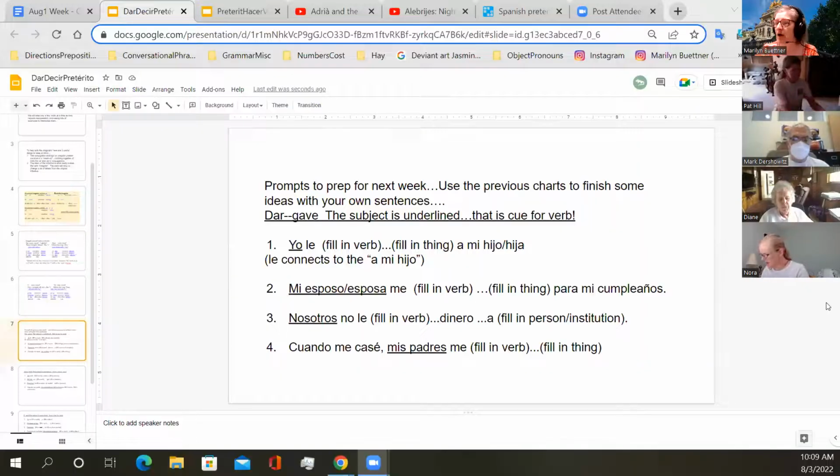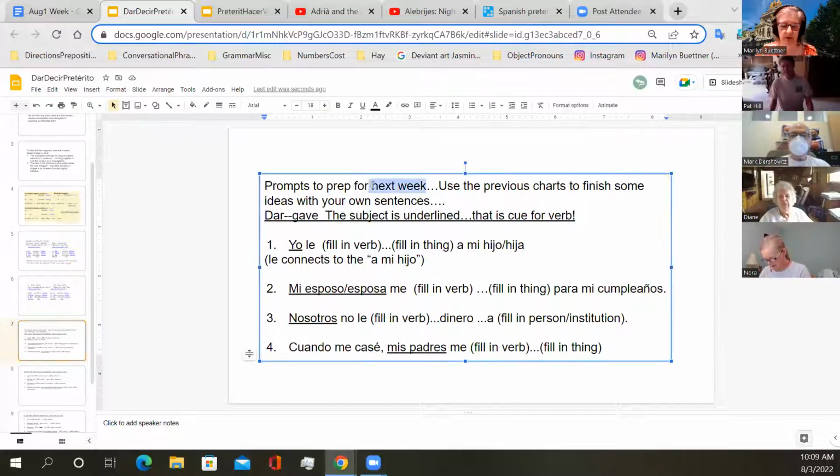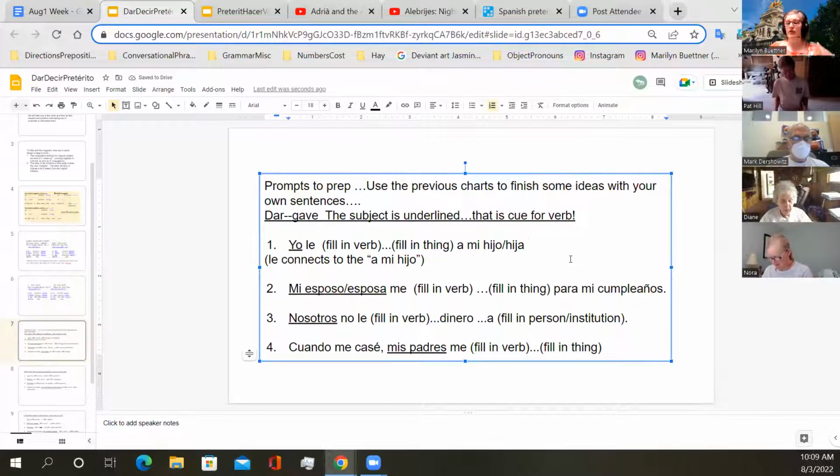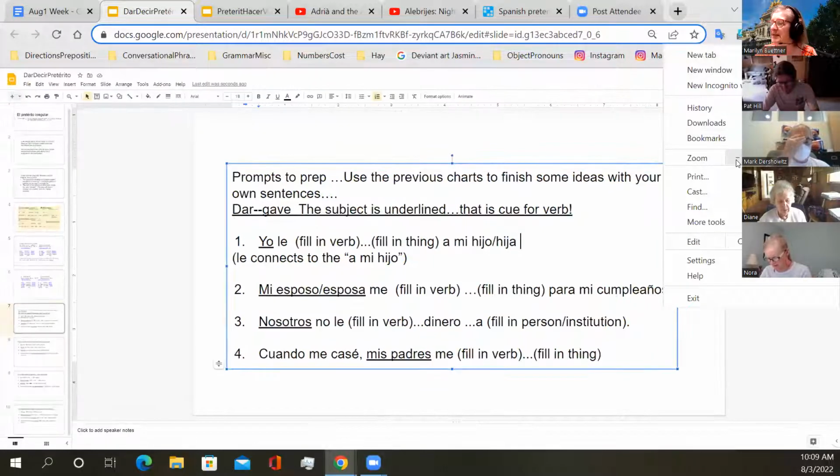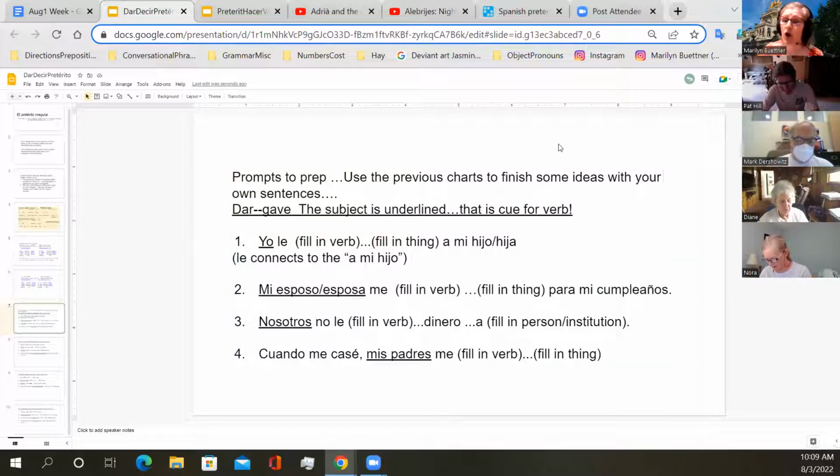Vamos, let's take a look. Vamos a ver. Okay, prompts to prep. Let's take out the next week because it is next week. Okay. And these are going to be just drilling you, getting used to plugging in the right verb form. And all this page is going to use only forms of dar. So it's only going to be the di, diste, dio, dimos, dieron, all of those, okay?